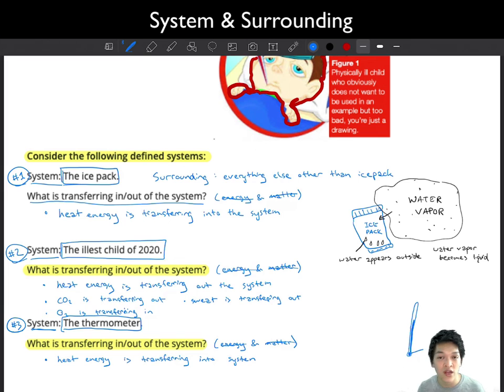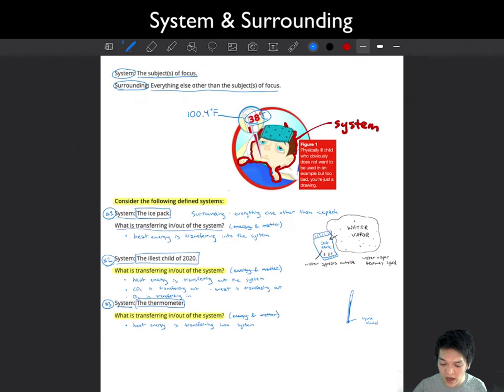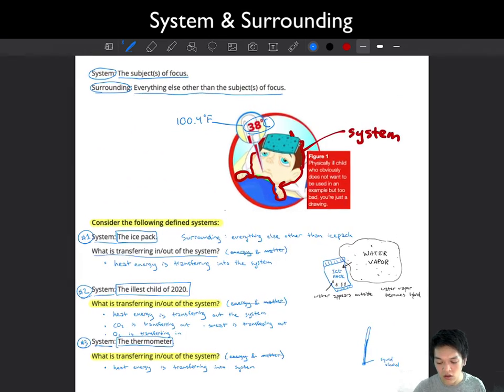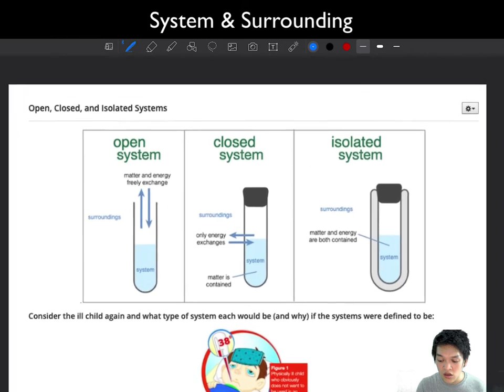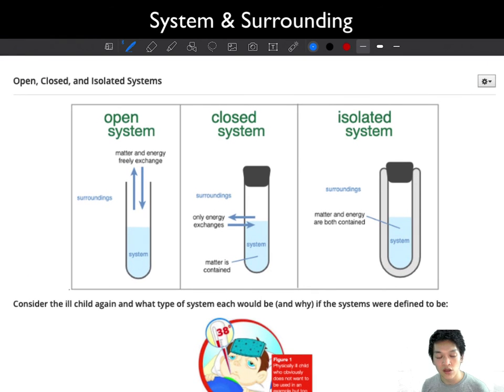Energy can also transfer out if the thermometer is laying in room temperature. It can cool down, so it can release that heat energy back out. Okay, so based on how you define the system, you can think about how energy moves in or out, and how matter moves in or out. This is important when we're thinking about the different types of systems. So this is going to be the next page.